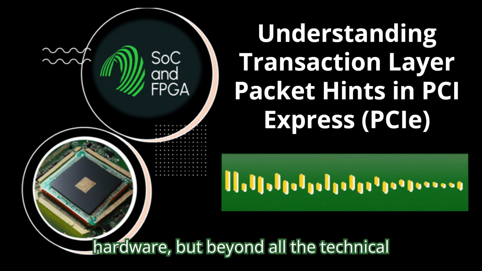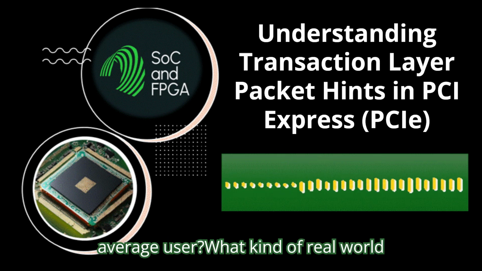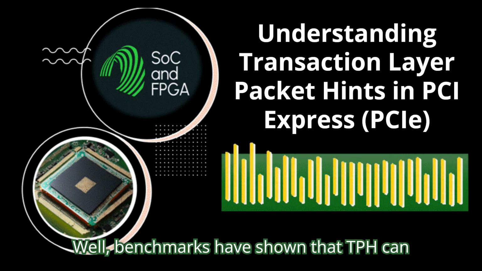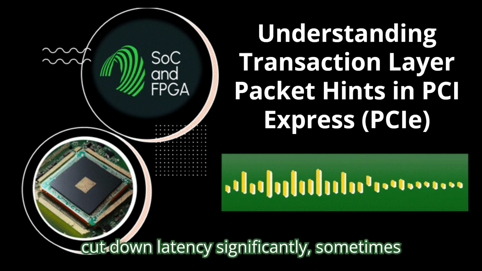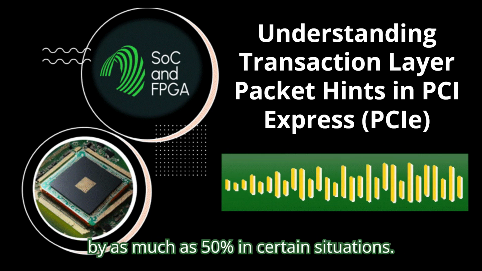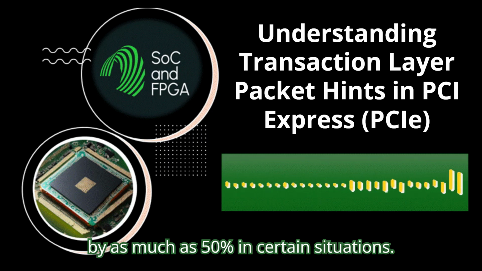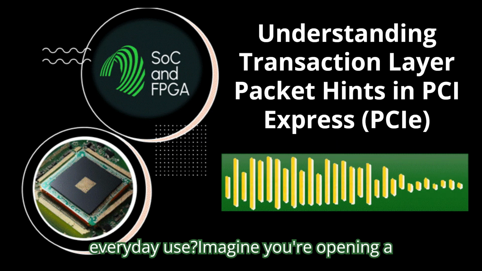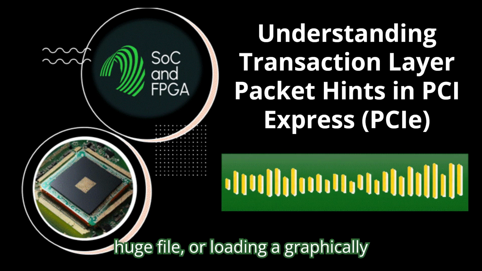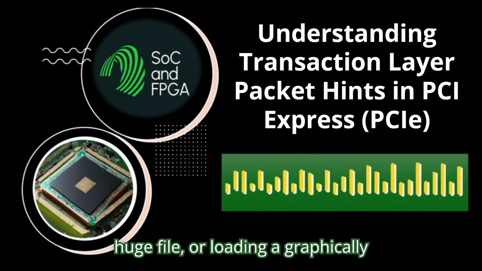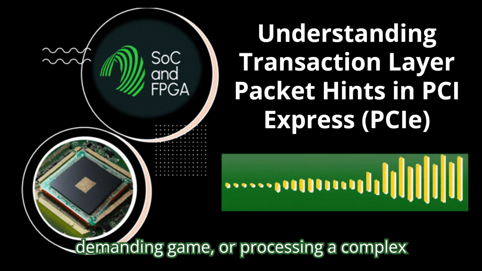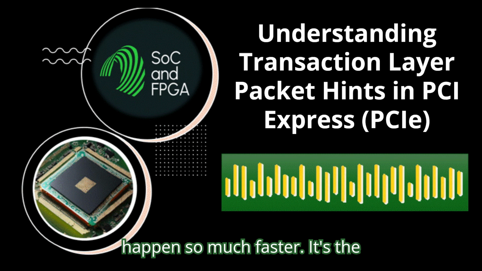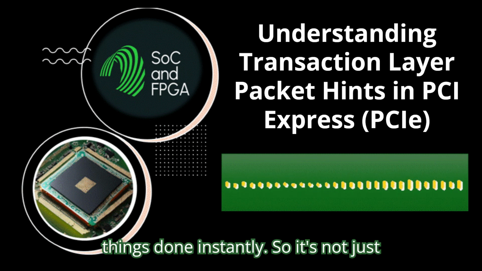But beyond all the technical details, what does this all mean for the average user? What kind of real-world performance gains are we talking about? Well, benchmarks have shown that TPH can cut down latency significantly, sometimes by as much as 50% in certain situations. 50%? Wow. Can you explain what that actually means for a user, like in everyday use? Imagine you're opening a huge file, or loading a graphically demanding game, or processing a complex data set. With TPH, those things just happen so much faster. It's the difference between waiting and getting things done instantly.